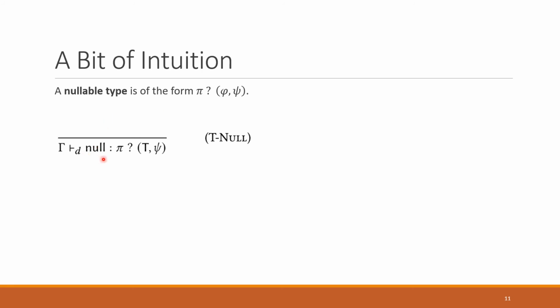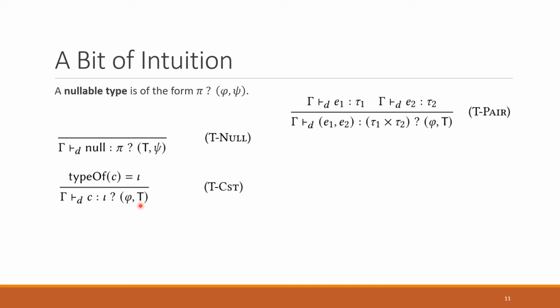So when we have null, well, that can definitely evaluate to null. So we put true here, and we don't care about the rest. On the other hand, if you have a constant, I don't know, the string hello world, then that can definitely evaluate to a non-null value. So we put true here. Finally, if we have a pair then we have two typings for the subcomponents. And then the pair itself, well, that's not a null value, that is a non-null value, so we put true here.